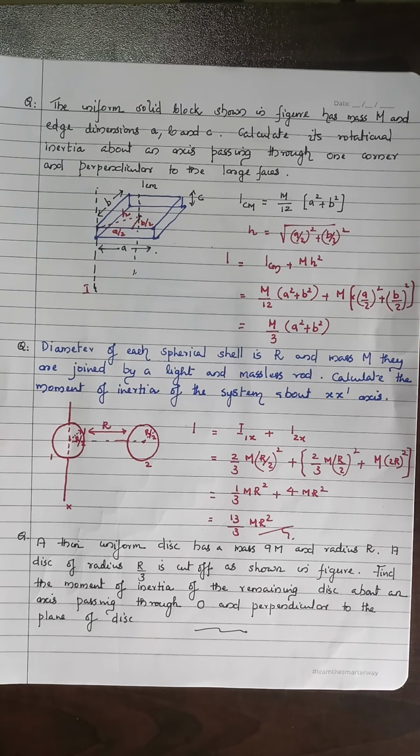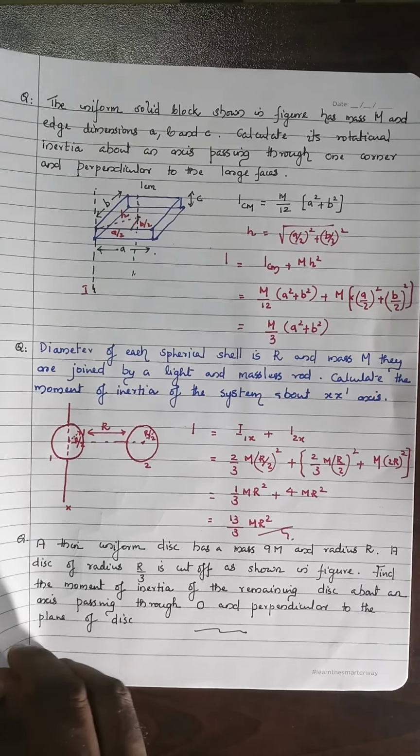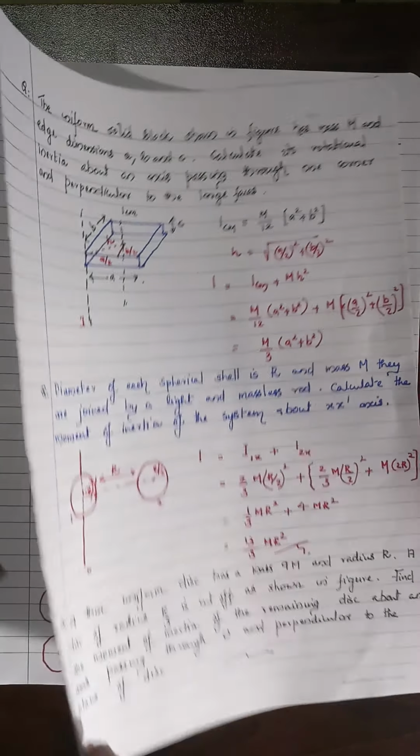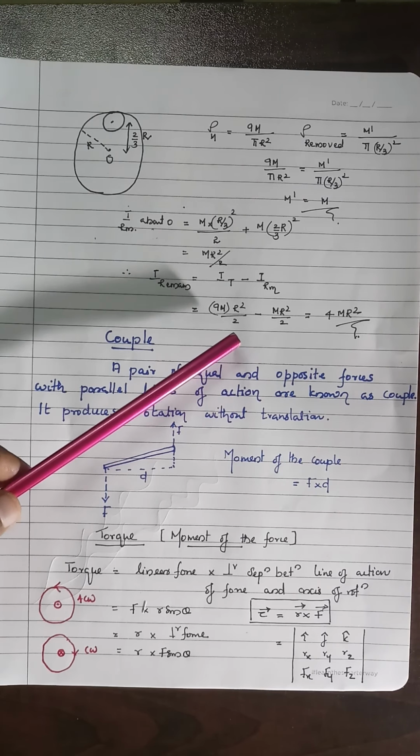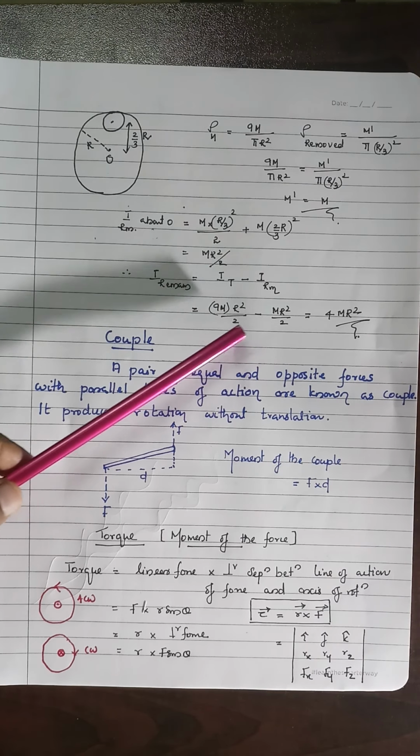Then we are waiting for a very, very good question. A thin uniform disk has mass 9m and radius R. A disk of radius R by 3 is cut off. Find the moment of inertia of the remaining disk about an axis passing through O and perpendicular to the plane of the disk. The simple concept we have to follow is, we have to subtract that removed contribution from the total contribution.